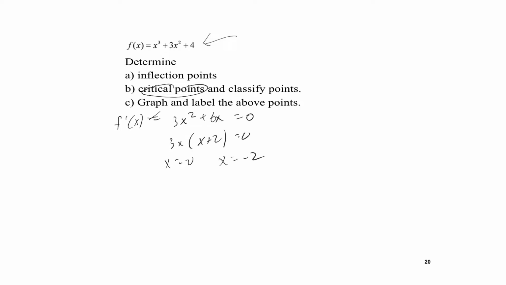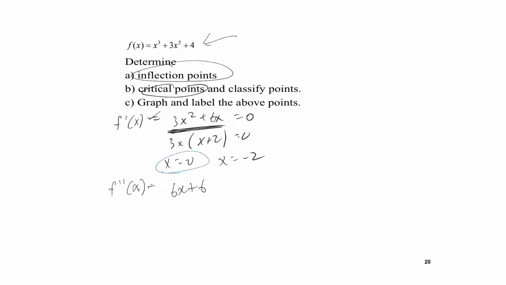So let's classify them. You have a choice. You can use the second derivative test or the first derivative test. Because we haven't done too much second derivative, I'm just going to take the second derivative. I'm going to have to anyways because I'm going to have to figure out the inflection point. Let's take the second derivative of the first derivative, which is 6x plus 6. And now I'm going to classify these points.